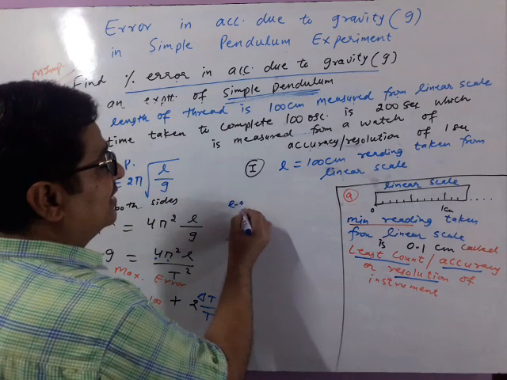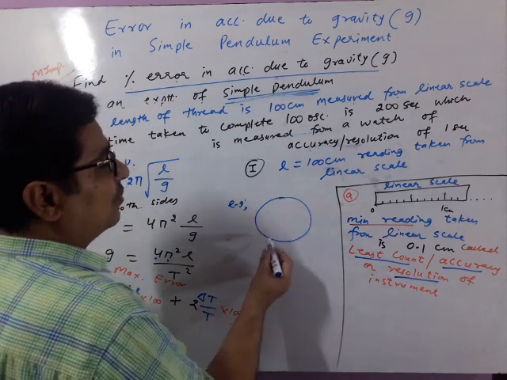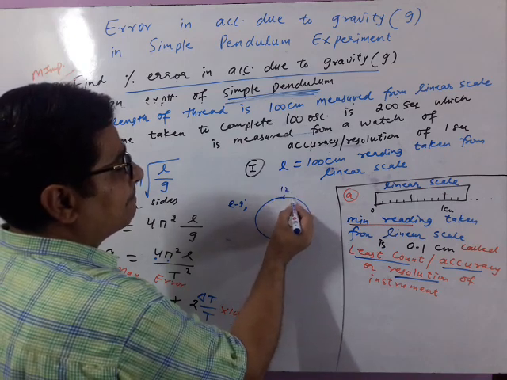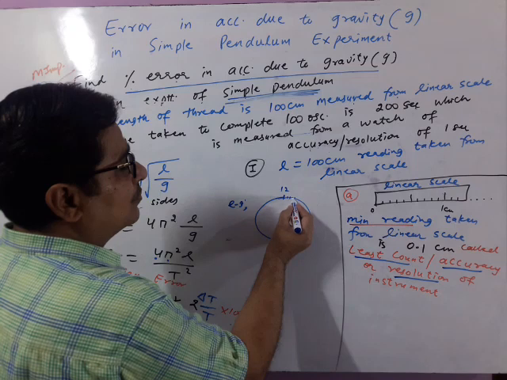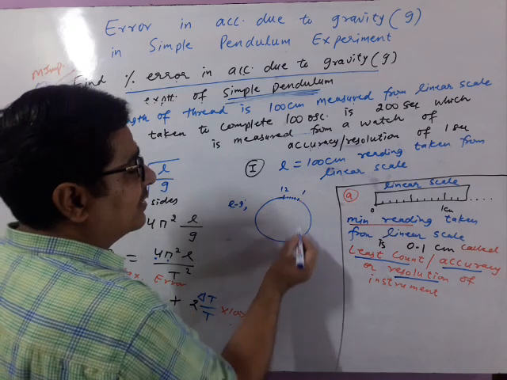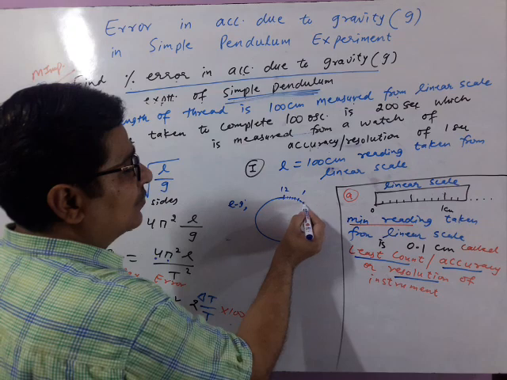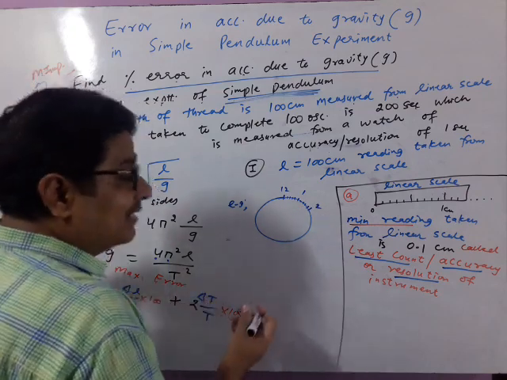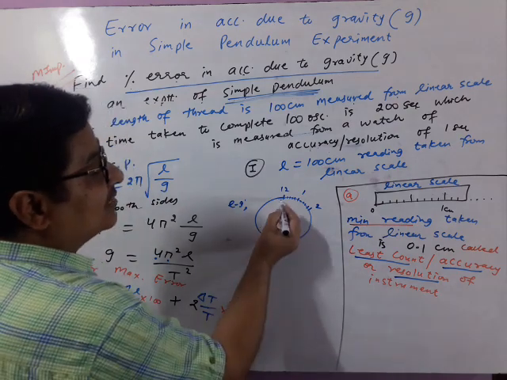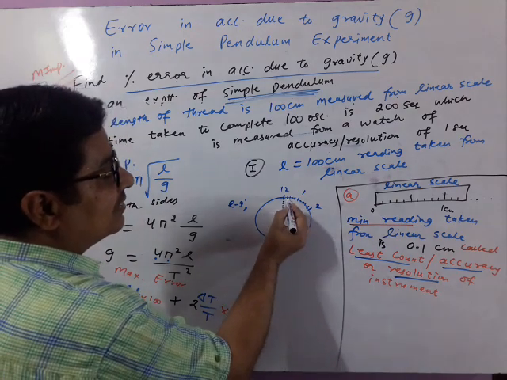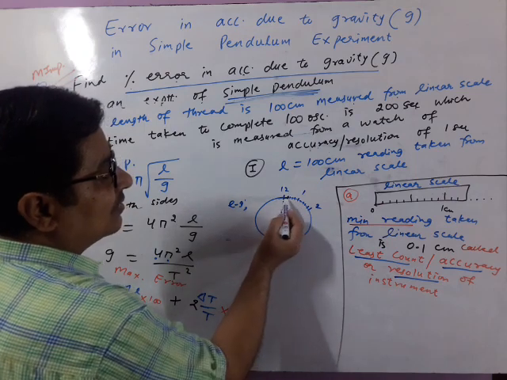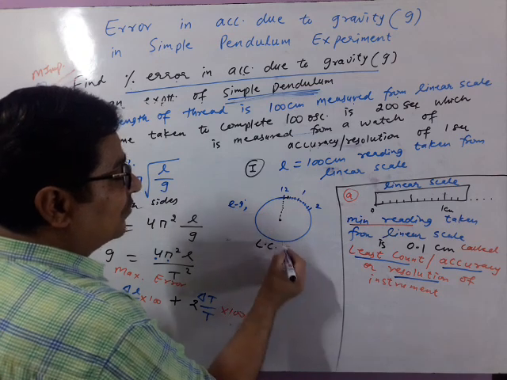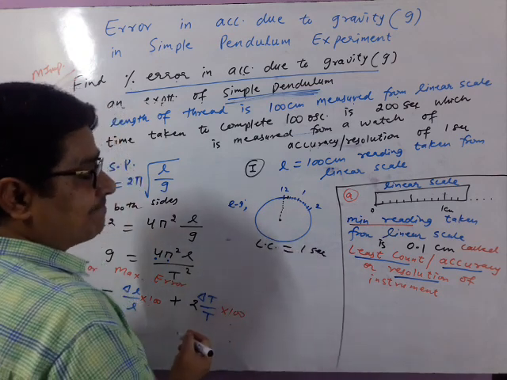For example, if I say this is the watch or the clock having marking like this, 12, 1, 2, 3, 4, then it is 1 written, 1, 2, 3, 4, then it is 2 written. Now see, the minimum reading, smallest reading of this watch will be this one, this is first observation. This is 1 second, 2, 3, 4, 5 seconds. So you will say least count of this watch is 1 second.